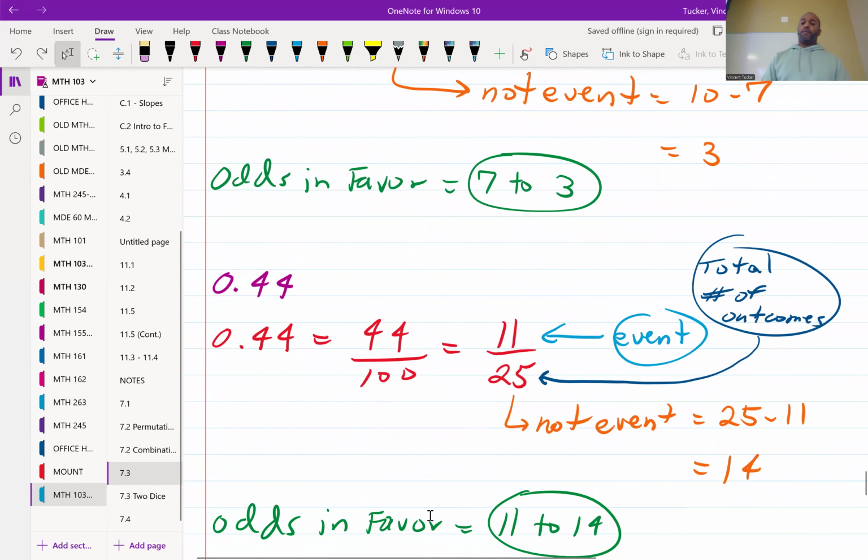Then from there, you follow the same process. My event number is 11. 25 is the total number of outcomes. So we'll subtract 11 from 25, that'll give me 14. So my odds in favor is going to be 11 to 14.